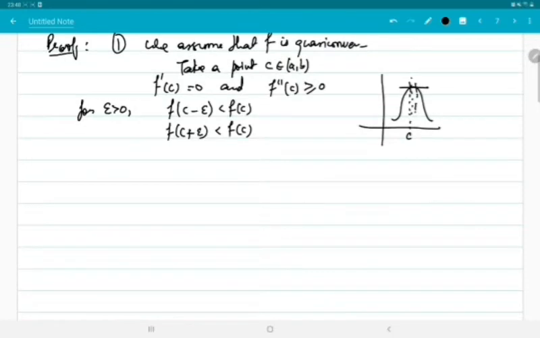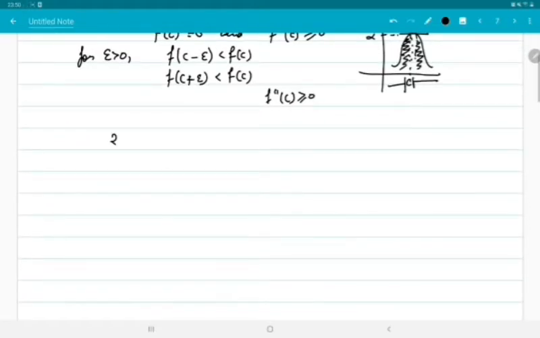But now this creates a problem, because we are looking at a quasi-convex function. It is very clear from the condition that the alpha level sets for this area and for this area are disjoint. If they are disjoint, then f is not quasi-convex, which contradicts our assumption. So f double dash c has to be greater than or equal to 0. So that proves it in the one direction.